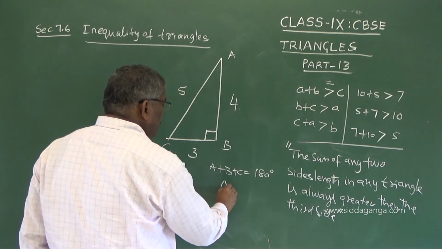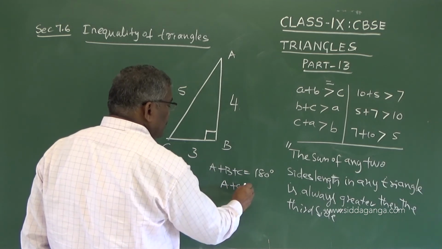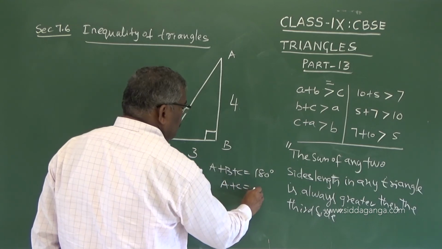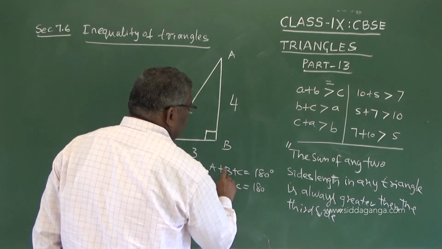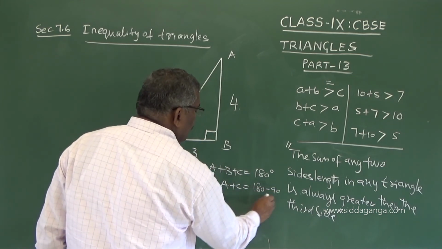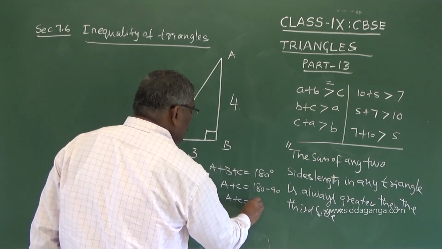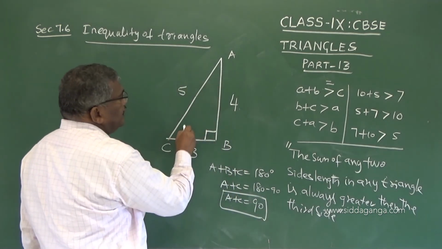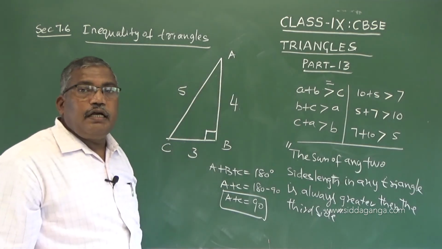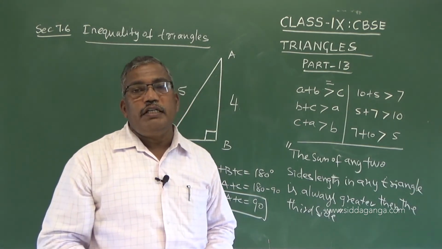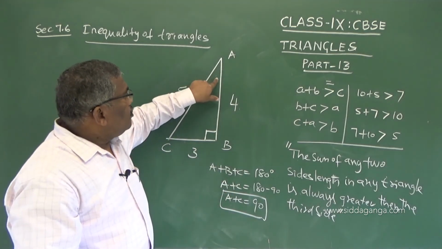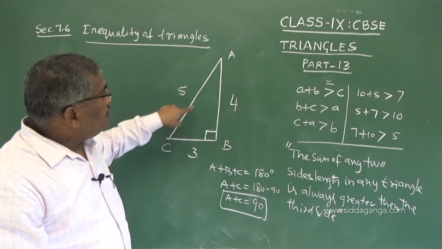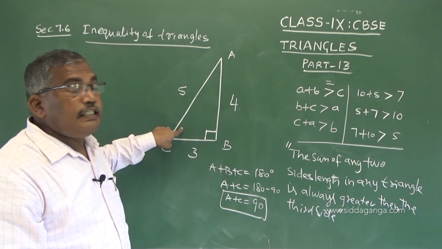So therefore, B is equal to 90 degree. A plus C is equal to 180 minus B. B is 90. So therefore, A plus C will be equal to 90. So when A plus C is equal to 90 degree, these two are acute angles, less than 90 degree. A is also less than 90 degree and C is also less than 90 degree, because the sum of these two must be equal to 90 degree.